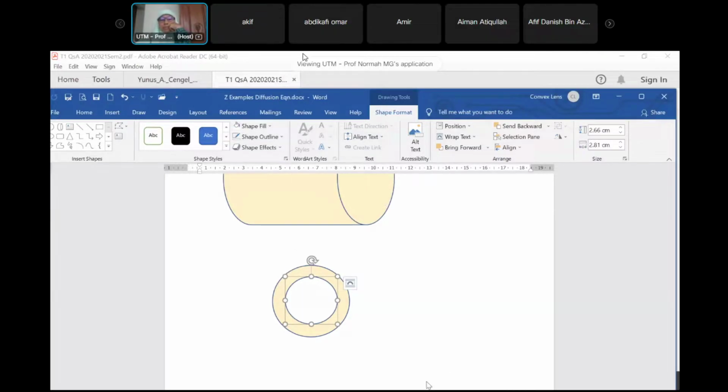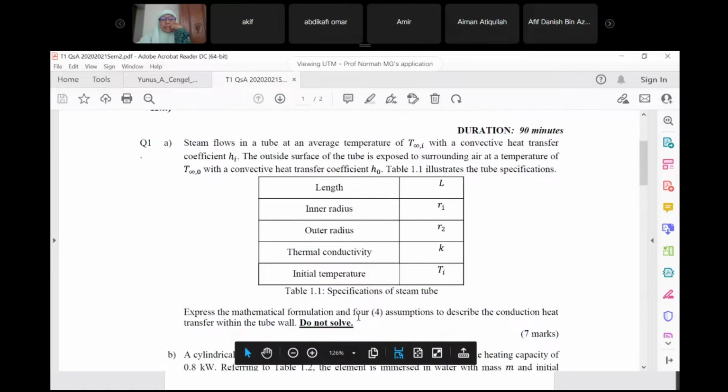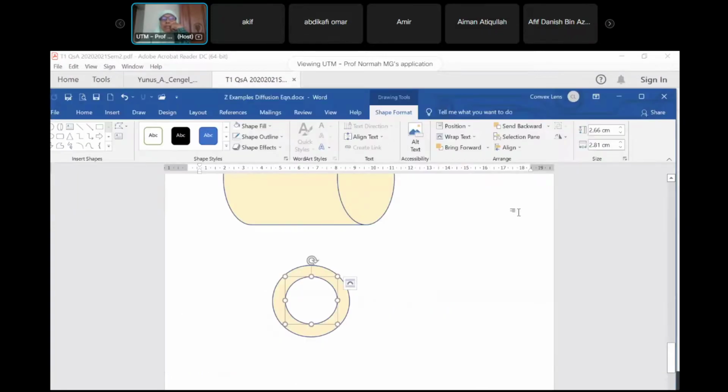Do you have a clash? Hamzah has a clash. Rodi has a clash. Express the mathematical formulation and four assumptions. Machine, 8 to 9. It's a cylinder, right? I have a cylinder.